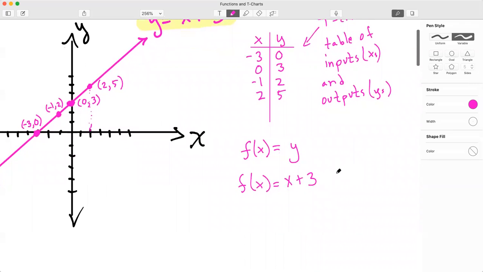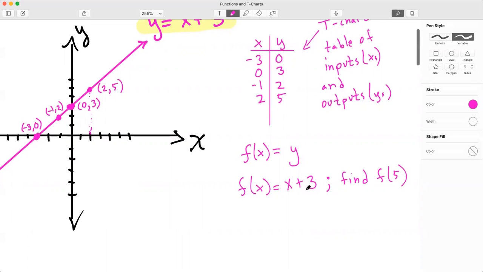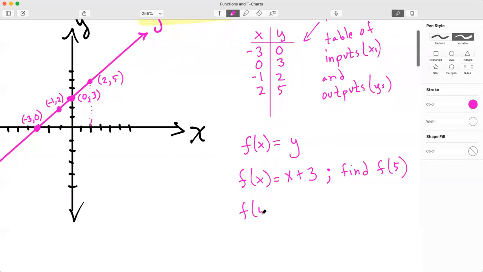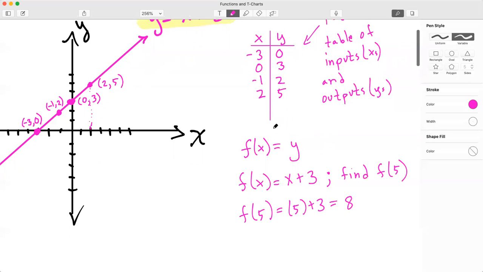You're going to be asked to find, say, f of 5. All that means is you plug in 5 for wherever you see an x in the function. So f of 5 equals 5 plus 3, which is 8. That is how you evaluate the function for that particular value of x. If I plug in 5 for x, my output would be 8, and you could find that right over here.